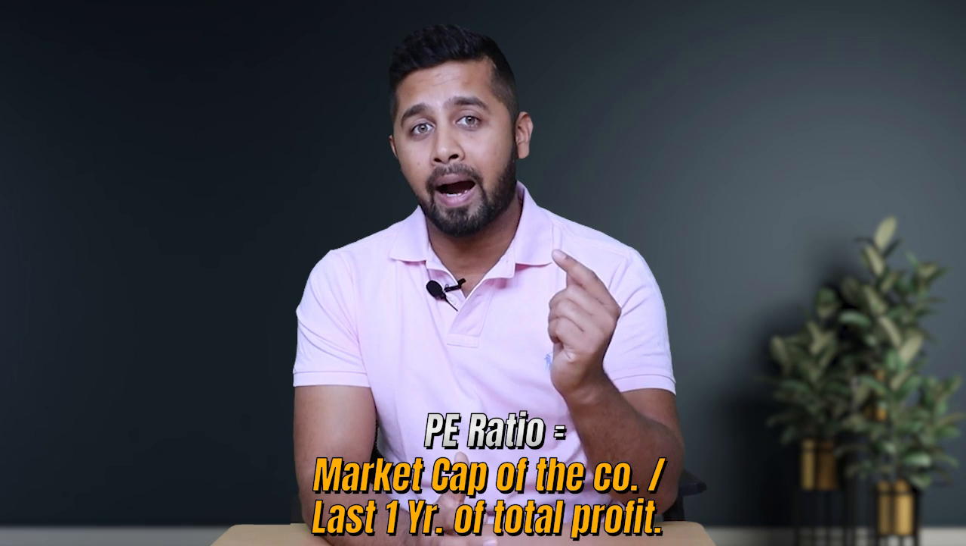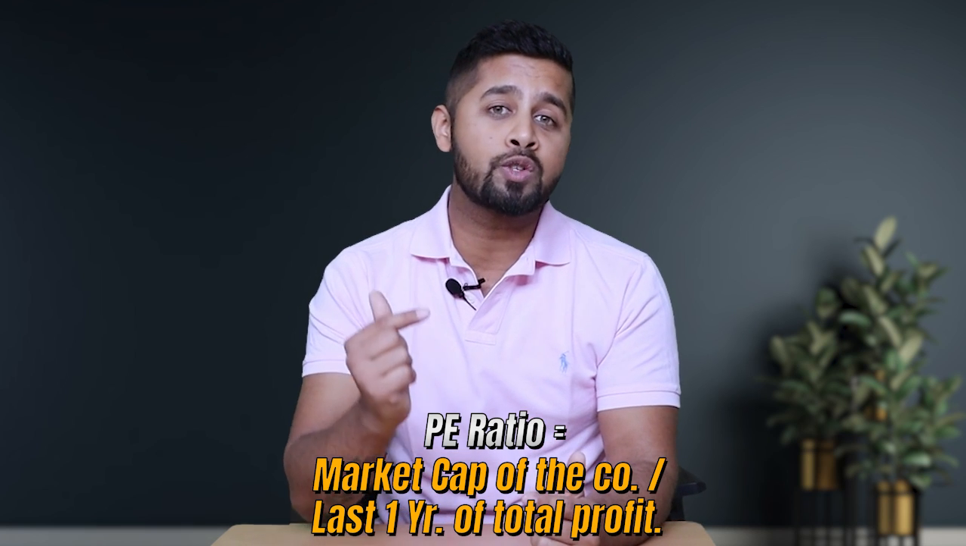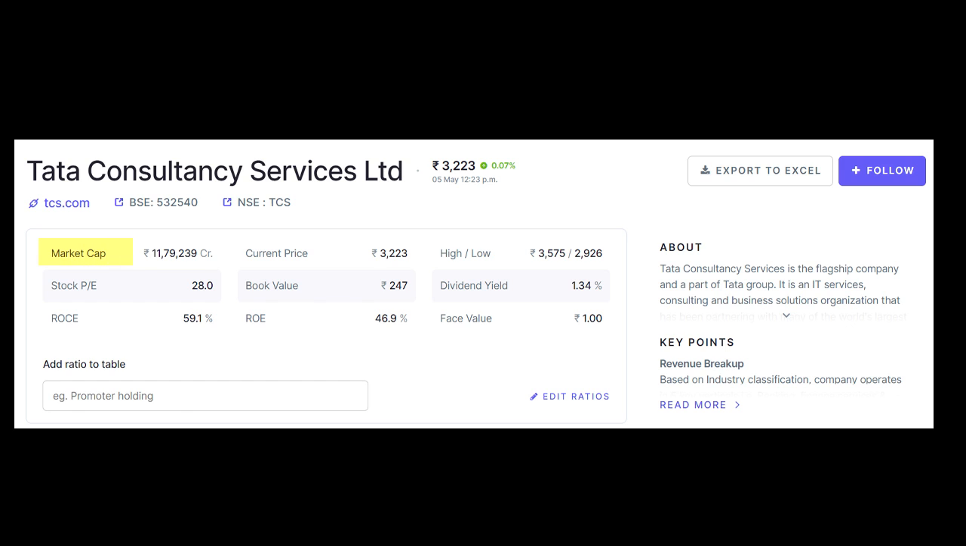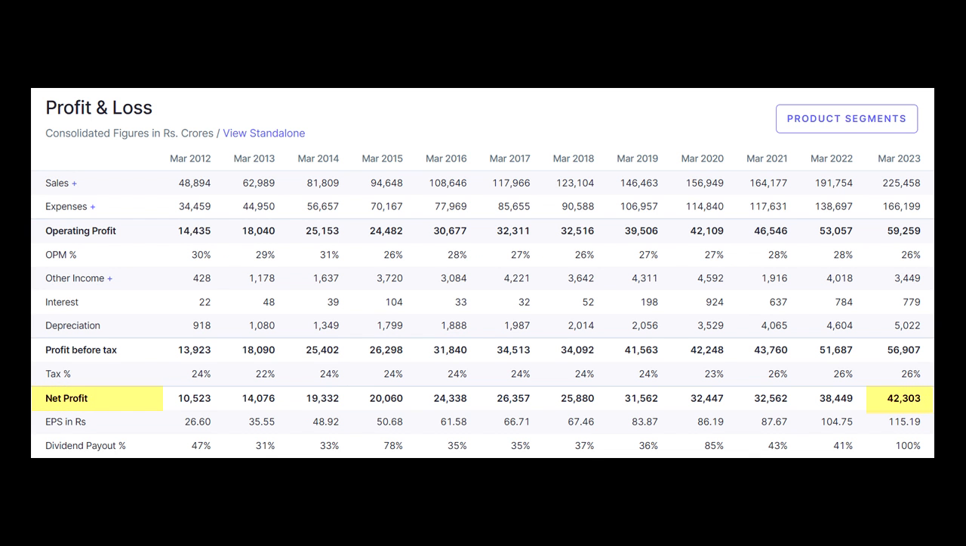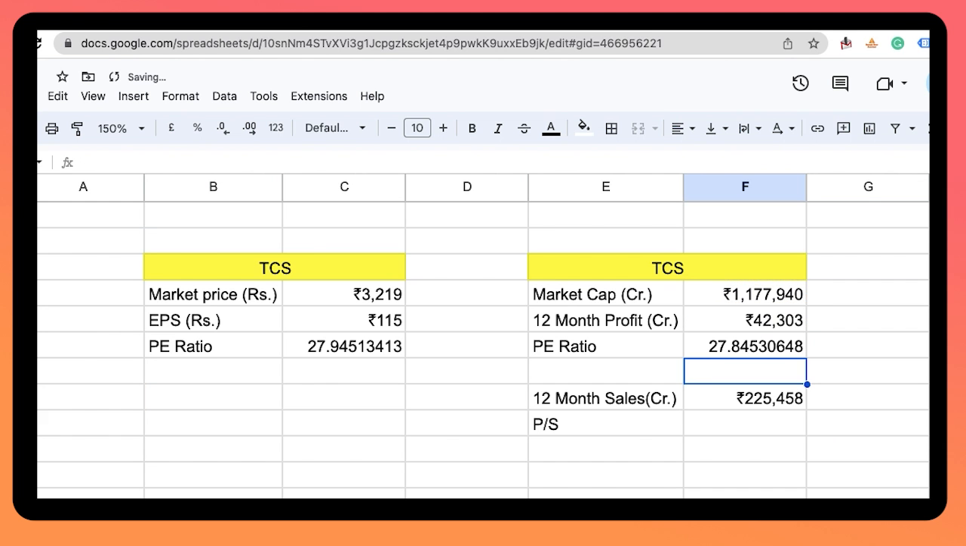In fact, you can also calculate the PE ratio by simply dividing the market cap of the company by its last 1 year of total profit. For example, TCS has a market cap of 11.77 lakh crore and total profit of around 42,300 crore in the last 1 year. So its PE ratio is 27.9. That's the same as what we calculated earlier. The only difference is that in the first case, we calculated PE with 1 share, whereas in the second case, we calculated PE for the total shares of the company. That's essentially the same thing.